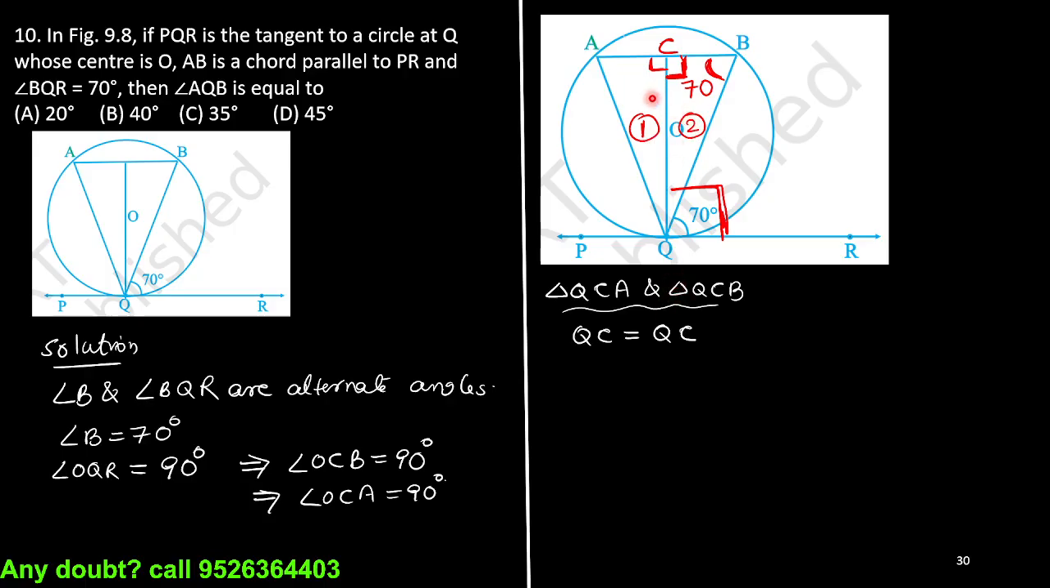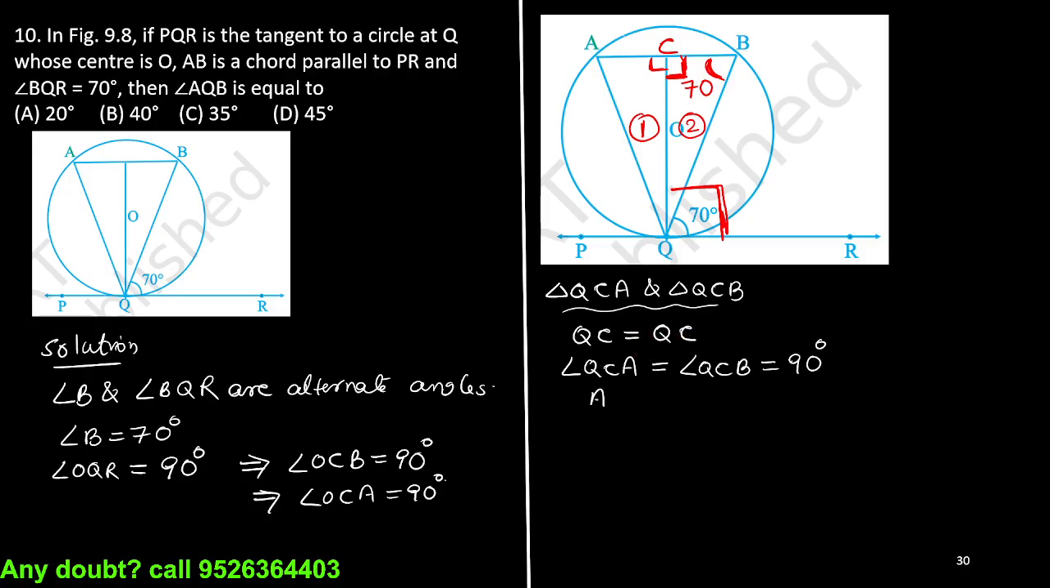Any other thing? Look at this angle. This angle is equal to this angle. Both of them are equal to 90 degrees. Clear? They are right angle triangles. Angle QCA of the first triangle is equal to angle QCB of the second triangle, both of them equal to 90 degrees.